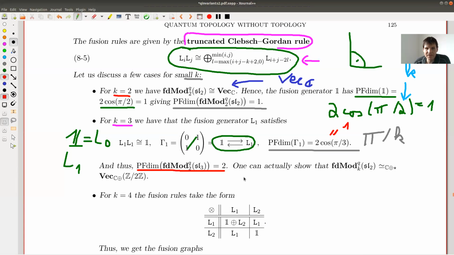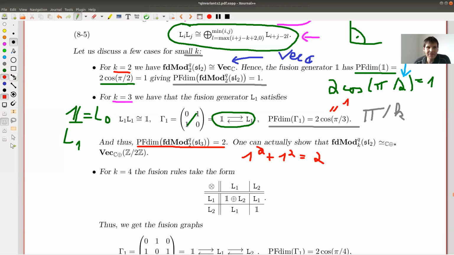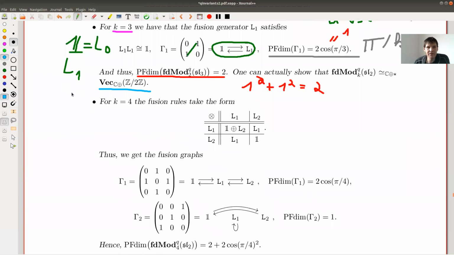The dimension of the whole beast is just 1 squared plus 1 squared, which is 1, which is 32. And actually, in this case, so here it was Vect, and here it is C mod 2 graded vector spaces. So far for k equals 2 and k equals 3, actually nothing new. The first one where you see something new is for k equals 4.